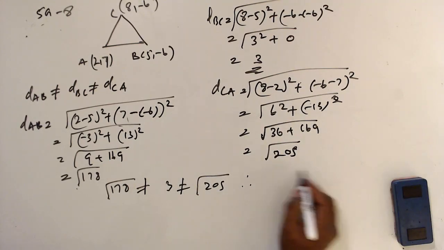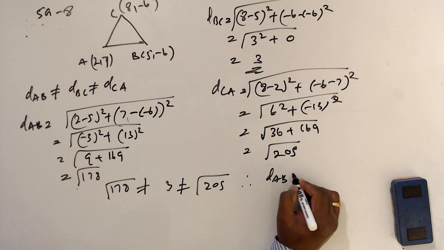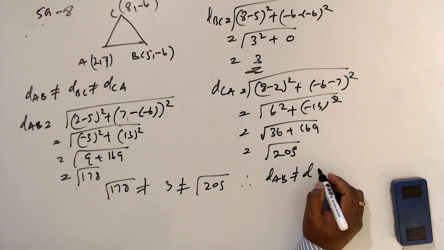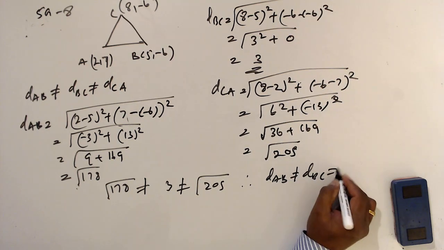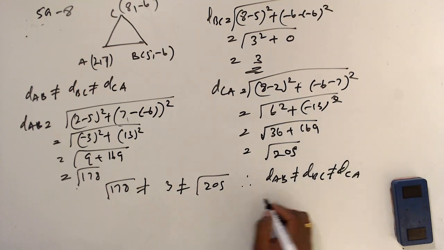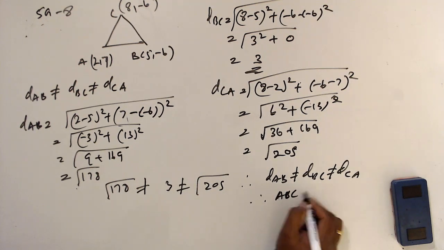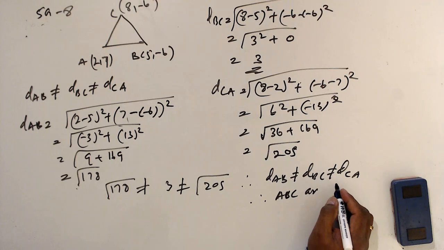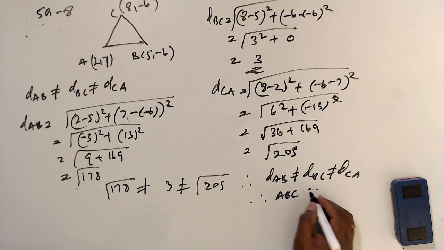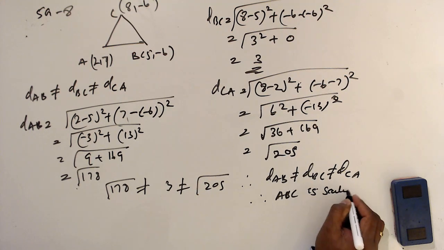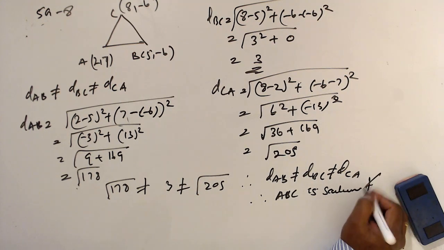Hence DAB is not equal to DBC, which is not equal to DCA. Hence ABC is a scalene triangle.